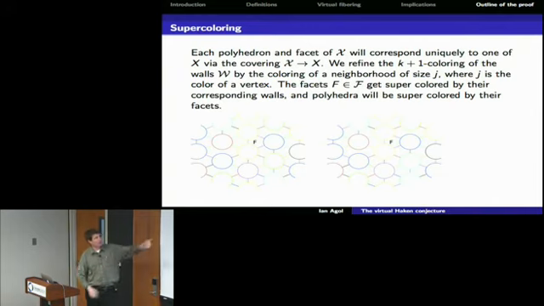So that's why the supercoloring is given by a neighborhood of size J, and the colorings have to be the same. That's the supercoloring of these walls. And this is kind of Thurston's reflection trick. It's kind of analogous to that, I would say.